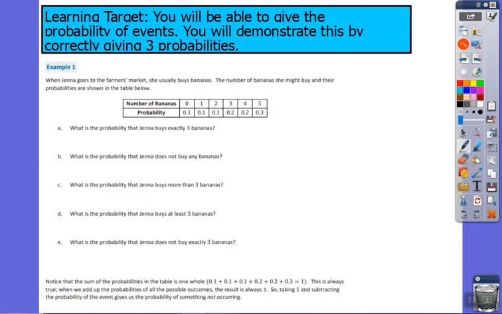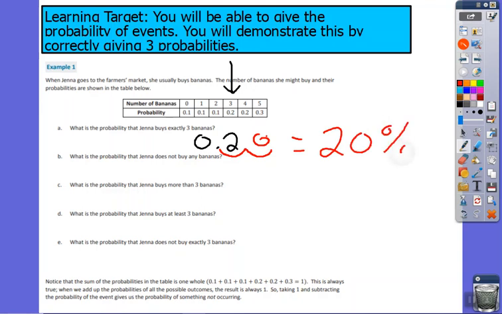The first question, what is the probability that Jenna will buy exactly 3 bananas? So that's just a matter of reading the table, finding the 3, and getting the answer, which is 0.2. Decimal is an absolutely fine answer, but if you'd like it to be a percent, don't forget that we could move it 2 places to the right. Take the decimal, move it 2 places over, fill in any zeros we might need. So that would be the same as a 20% chance that she is going to buy exactly 3 bananas.